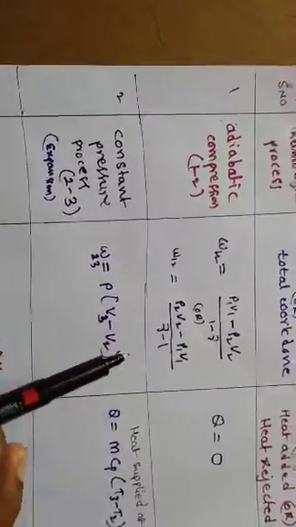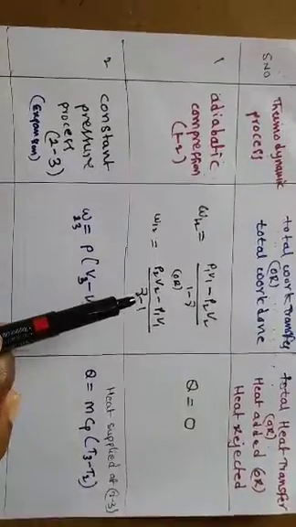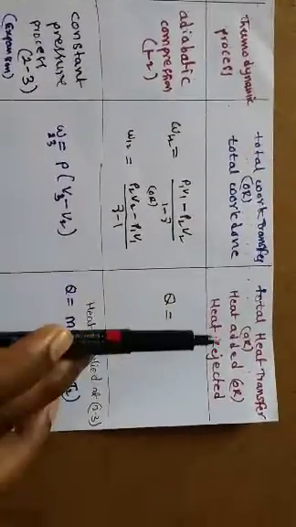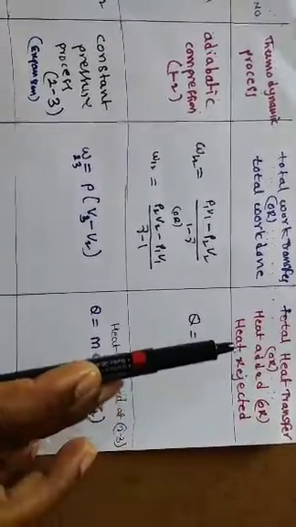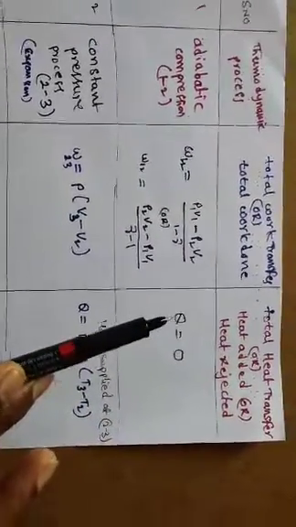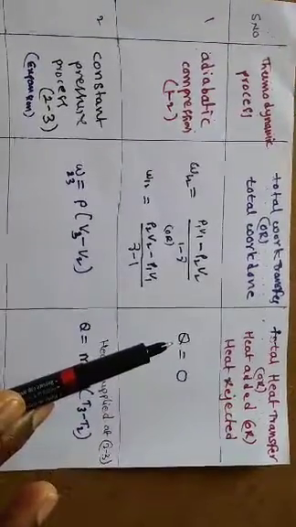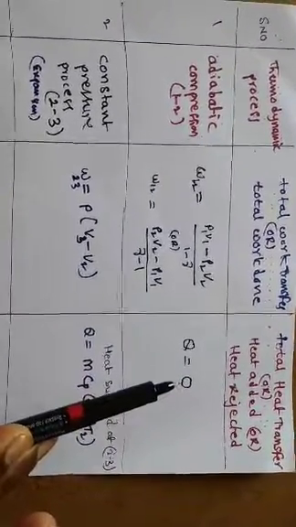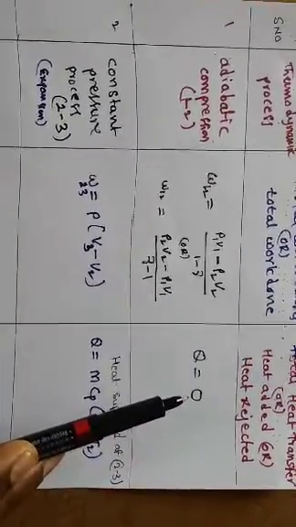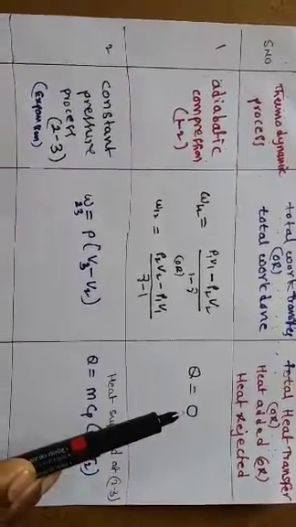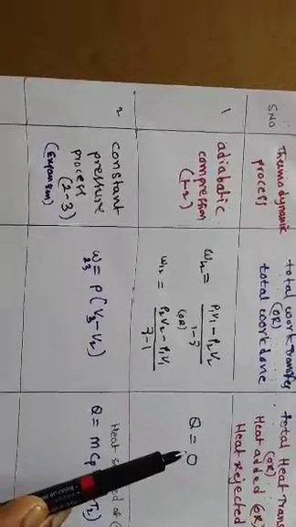So this is our total work done, or total work transfer, in the adiabatic compression process. Similarly, let us see the total heat transfer, whether heat added or heat rejected. Total heat transfer in the adiabatic compression process, Q is equal to 0. Why? Because in an adiabatic process, the system or substance will not receive any heat or leave out any heat. That's why Q is equal to 0.